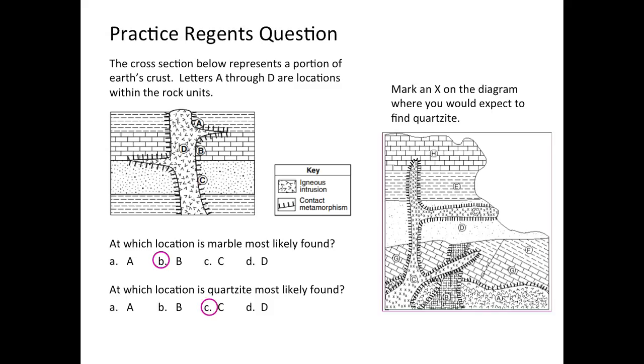Another question might be mark an X on the diagram where you would expect to find quartzite, so something where you have to actually draw the X. In this case, you have to find the sandstone and mark an X in any of the locations that I just highlighted in yellow where the intrusion crosses the sandstone. So just a couple sample Regents practice questions.